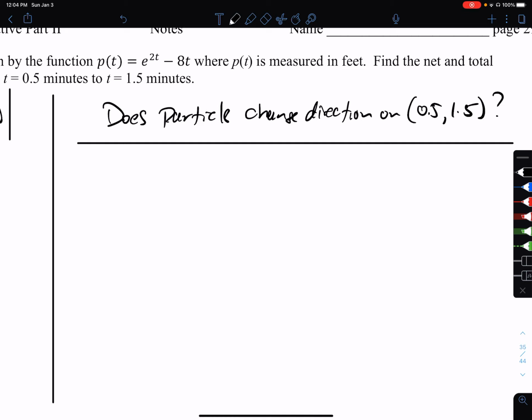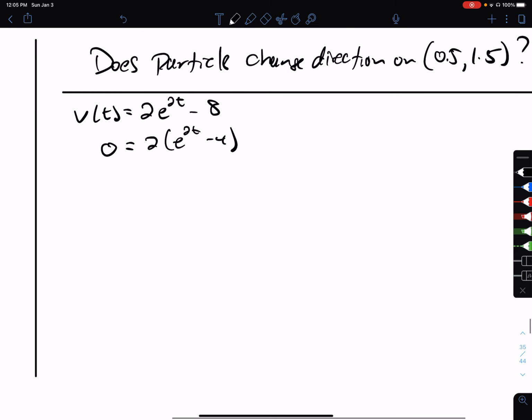So to figure this out, we got to find the velocity, which is the derivative of the position. The derivative of e to the 2t is just e to the 2t times the derivative of the exponent. So that's going to be 2e to the 2t. Derivative of minus 8t is going to be minus 8. When the velocity is equal to 0, that's when this is going to change direction. I'm going to factor a 2 out.